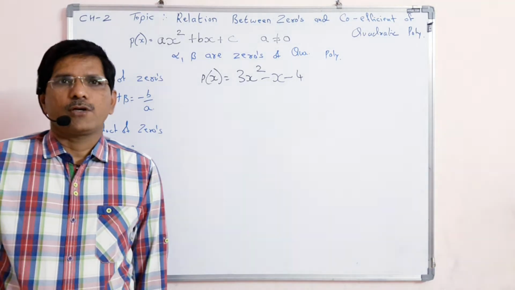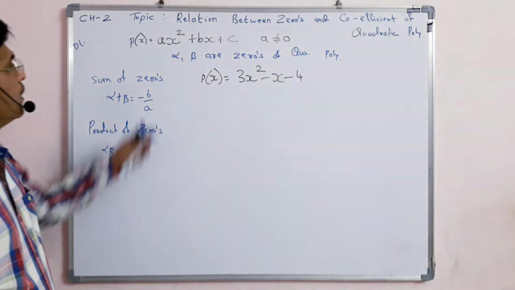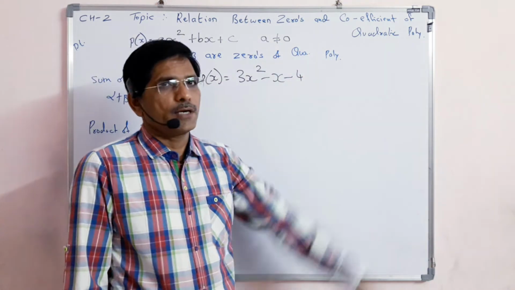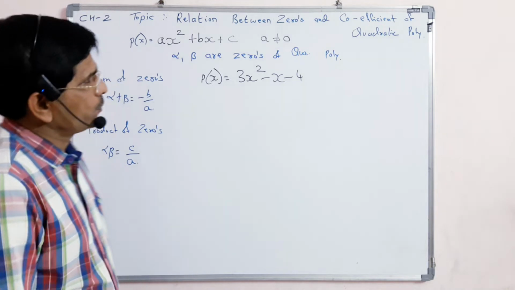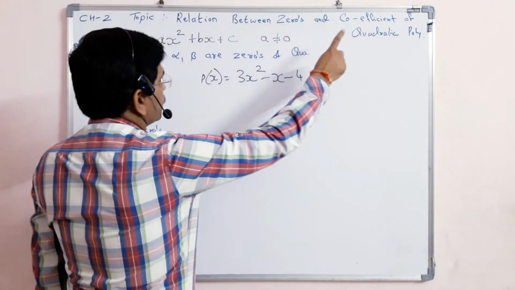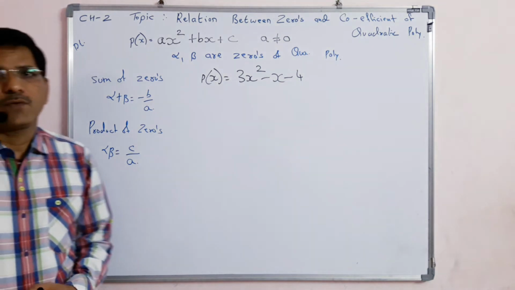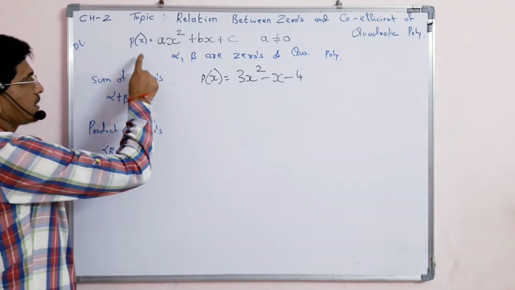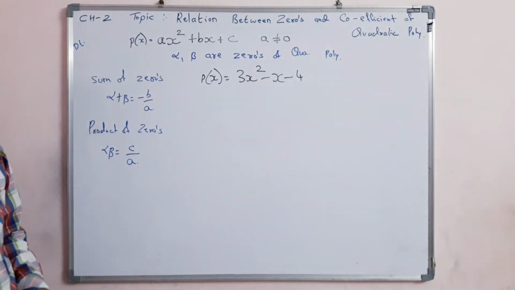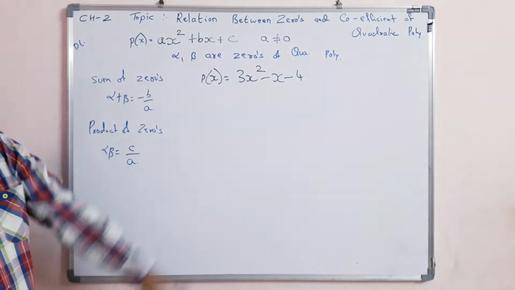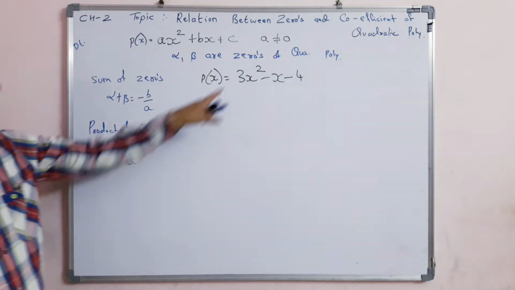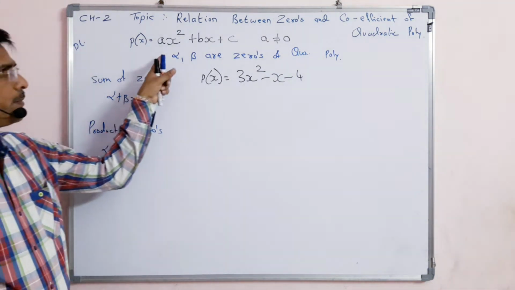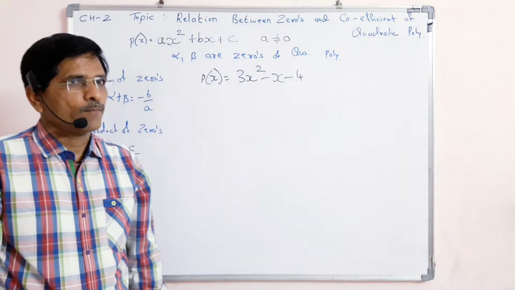Today I want to explain to you the relation between zeros and coefficient of quadratic polynomial. So before we start this, first of all we have to understand what a quadratic polynomial is. The quadratic polynomial standard form is p of x is equal to ax square plus bx plus c, where a is not equal to 0. Why? Because we want to make a quadratic polynomial.